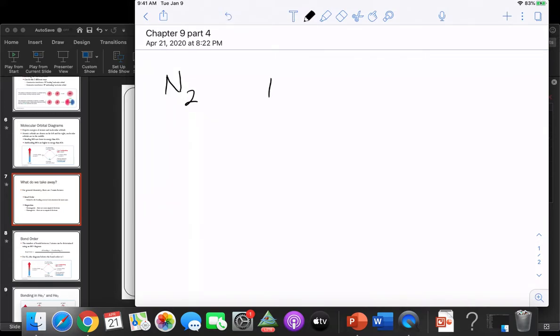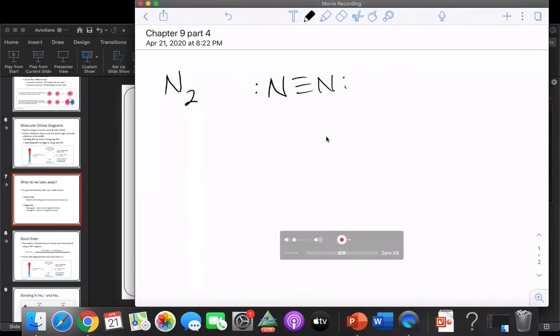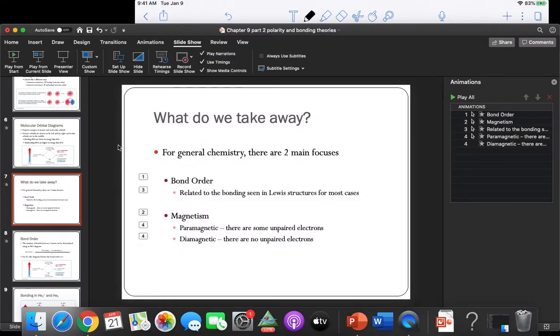So for N2, when we drew this in the past, we found that it ends up having a triple bond and lone pairs on each of the nitrogens. Now if we have a triple bond from just our Lewis structure, then when we draw the molecular orbital diagram for N2 and calculate its bond order, we should hopefully get 3. Bond order and the number of bonds from Lewis structures should match when we go back and forth between those different models.